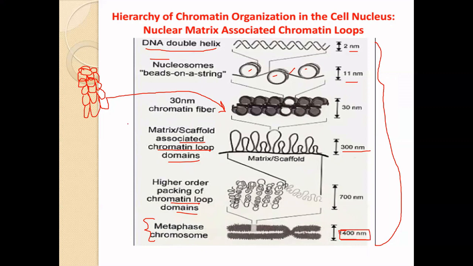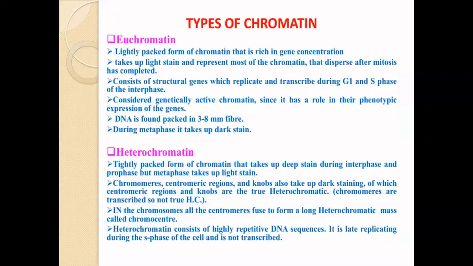You have probably done, or will have, some practical to visualize the metaphase chromosome using onion root tip as a model. Now we need to know what the different kinds of chromatin present are. We can easily divide chromatin into two parts: euchromatin and heterochromatin.